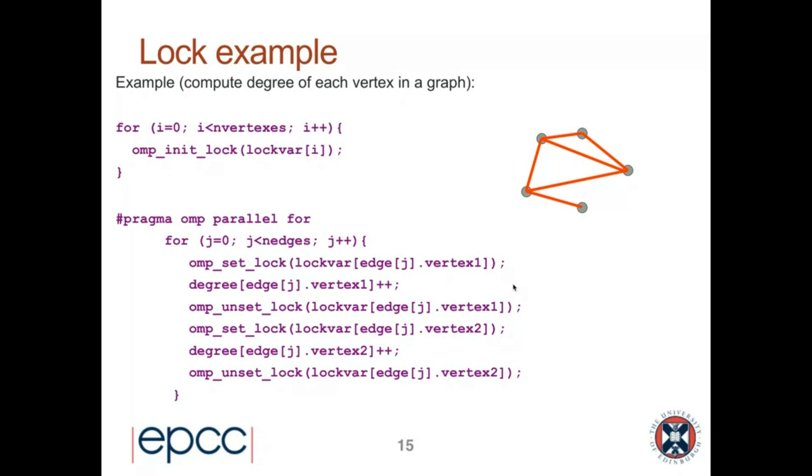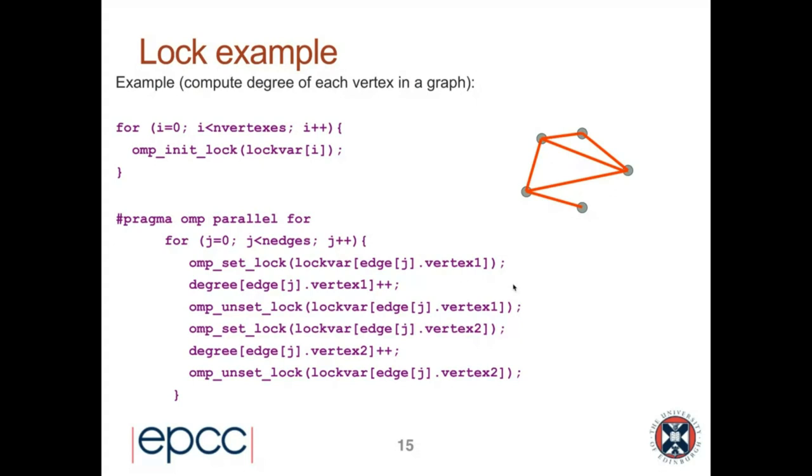So I could also solve my graph problem using locks. Why might I want to do this? Well, if the update is something more complicated and the data structure I'm trying to update is not a basic type, then I can't use atomics. So if it's some complicated update to a structure, then I may need to use locks. Or if it can't be expressed in a single statement, again, I might need to use locks here.